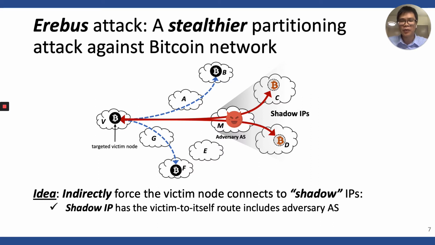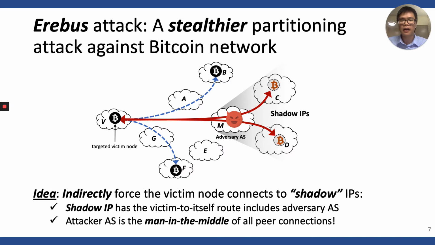In this example, any IP address in AS C and AS D on the right-hand side are shadow IPs, because the traffic from the victim to these IPs goes through the adversary M. And by forcing the victim to connect to shadow IPs, the attacker naturally becomes the man in the middle of the peer connection, and the attack is successful. This attack is highly intuitive.